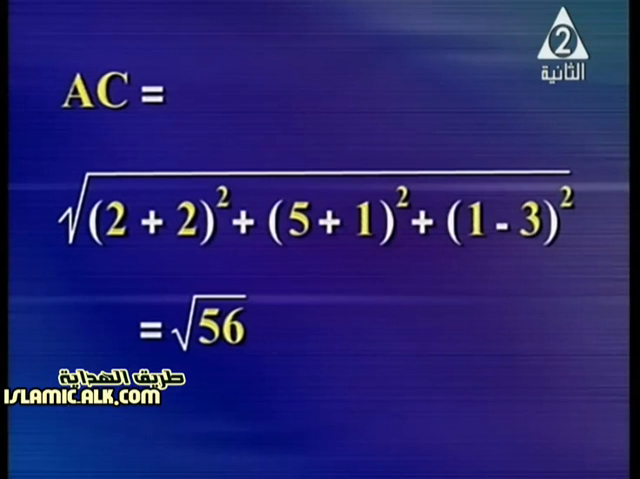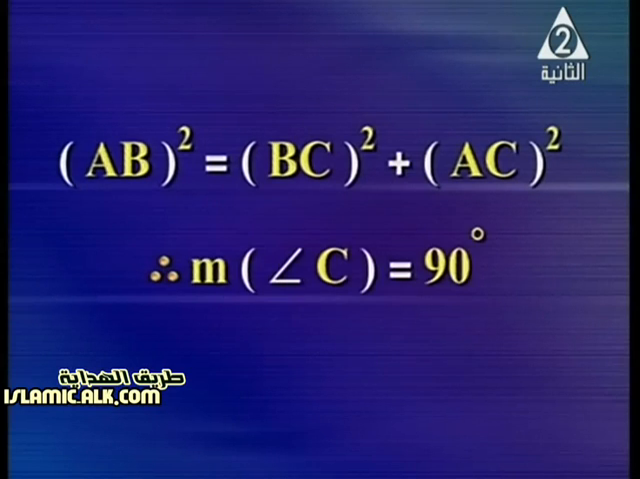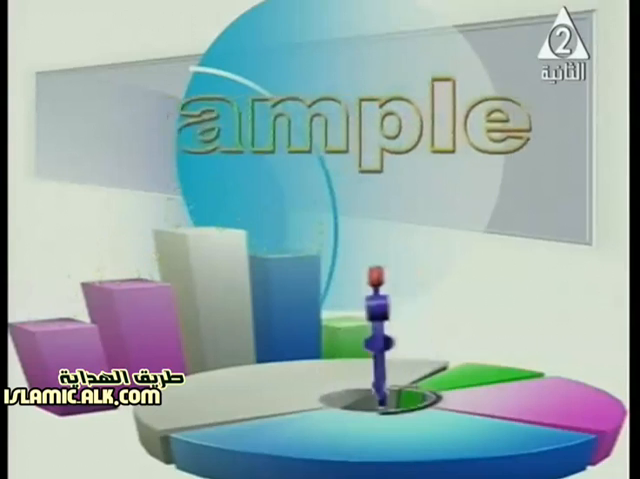How do we prove that ABC is a right angle triangle? AB squared, you know that, equals BC squared plus AC squared. Why? Pythagoras theorem. Therefore, measure of angle C, which is opposite AB, equals 90 degrees. Another example.